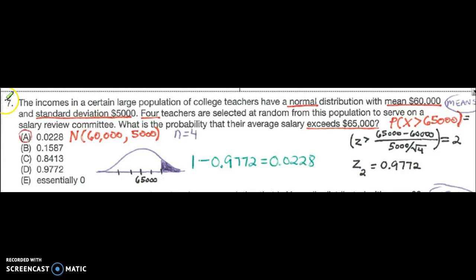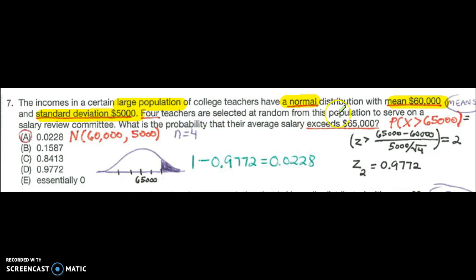In problem number 7, we're talking about college teachers from a large population. So we satisfy the 10% rule. We have a normal distribution with a mean and a standard deviation given. This is about means, not proportions. I can't do NP and Q here.